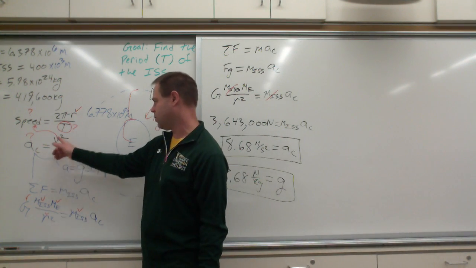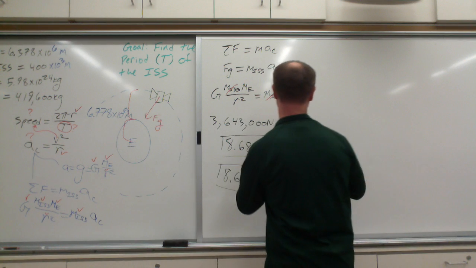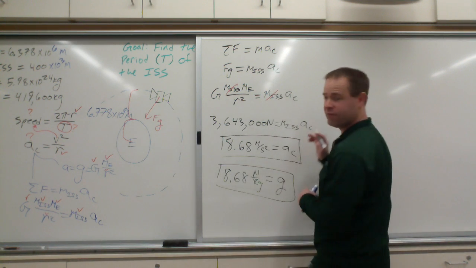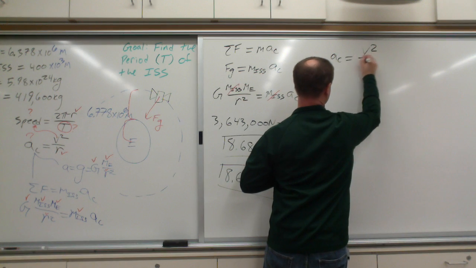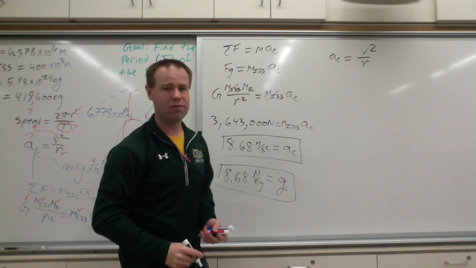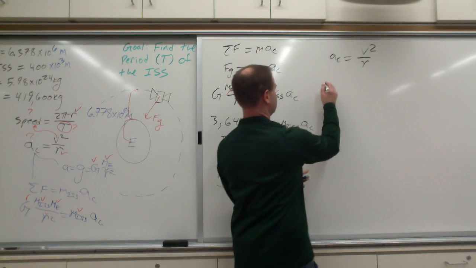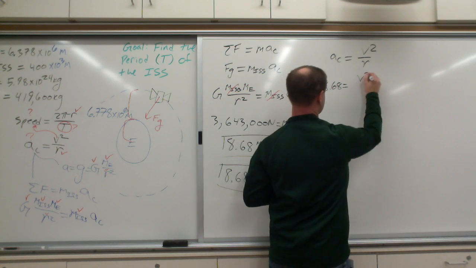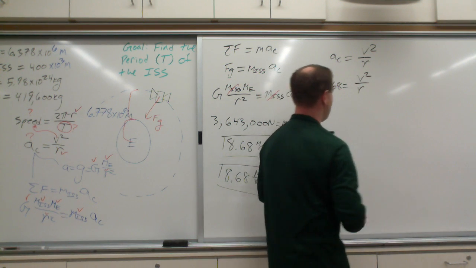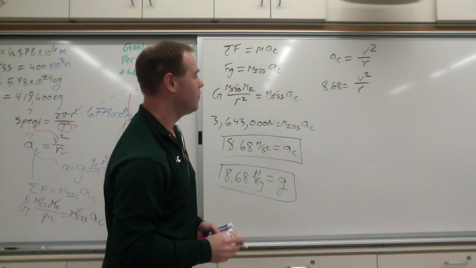Now that we've got acceleration, let's find our velocity. So our new equation for centripetal acceleration is that it's equal to v squared over r. And we've got our acceleration now, so we can say 8.68 equals velocity squared, that's what we're trying to find, over r.